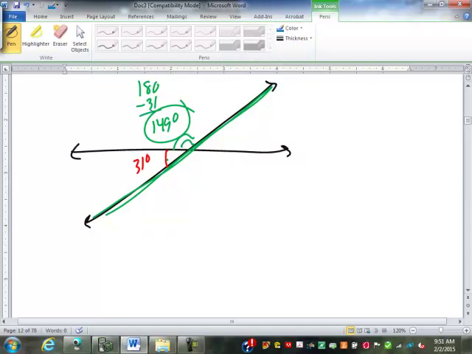It's 180 minus the 31. Why is that? Because this is a straight line. Because that's a straight line, and those 2 angles add up to the straight line, they have to be supplementary. Because the straight line is 180 degrees. So anytime you have 2 angles that add up to a straight line, they're supplements.